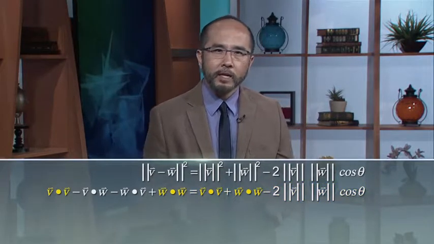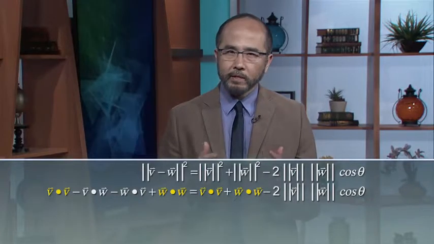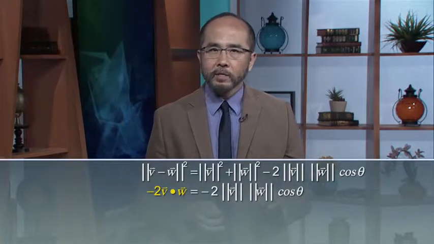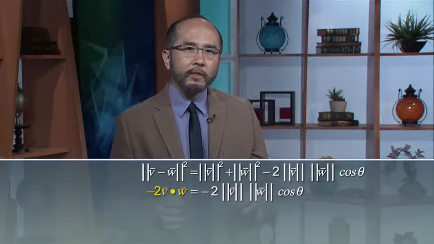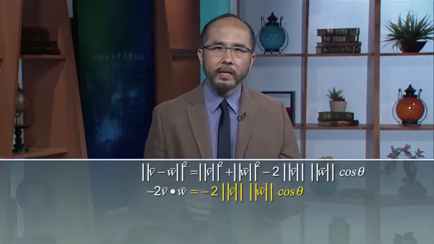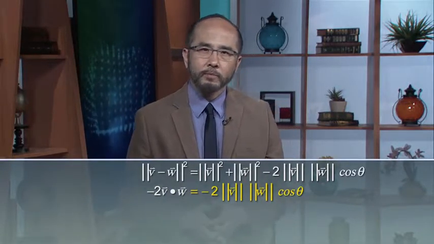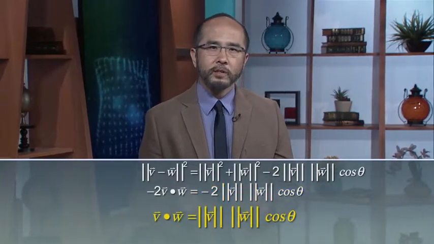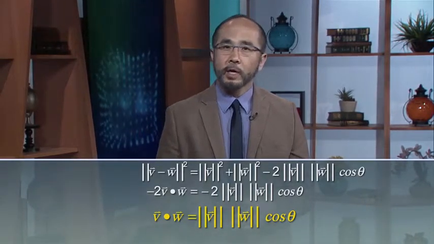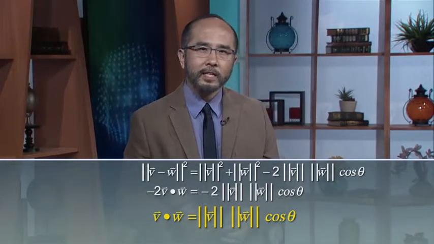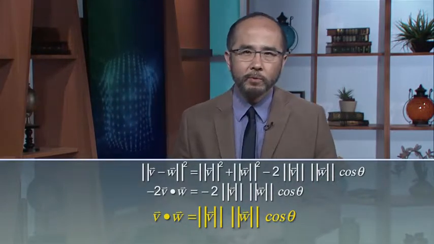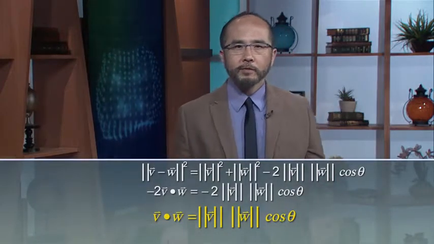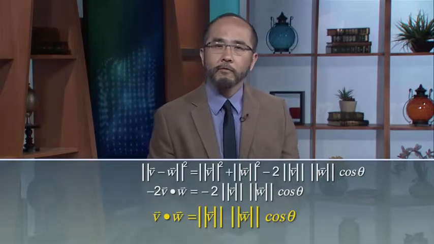Canceling v dot v and w dot w from both sides, and using the fact that the dot product is commutative, we see that the left side becomes minus 2 times v dot w, and the right side is minus 2 times the length of v times the length of w cosine theta. We can cancel the minus 2's on both sides and obtain the geometric definition of the dot product of v and w. It is just the product of the lengths of v and w times the cosine of the angle between. This is a geometric definition because it does not involve coordinates. It only involves things we can easily discern from a picture of v and w.